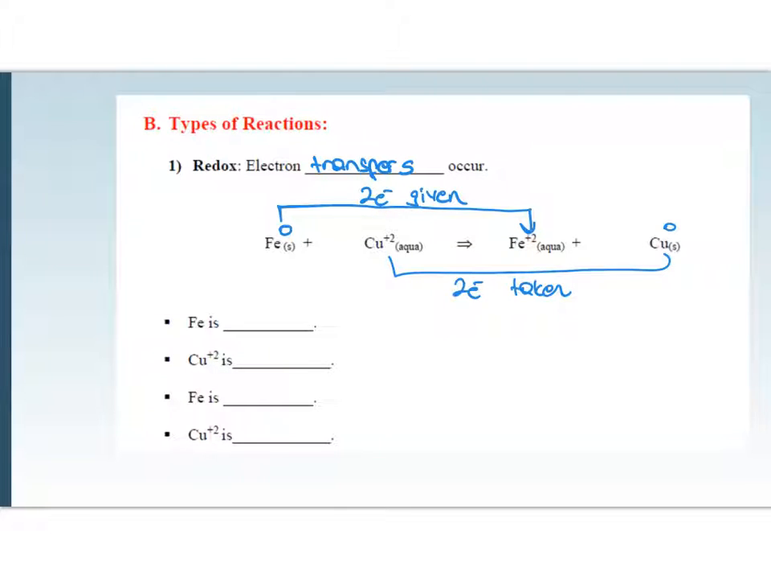Now as you see, the number of gained and lost electrons should be equal to each other. So in this case, iron is said to be oxidized and copper 2 plus is said to be reduced. Now, if a substance is oxidized, this means that it should reduce the other one. So if iron is oxidized, it is known as the reducing agent, whereas the copper 2 plus is known as the oxidizing agent.